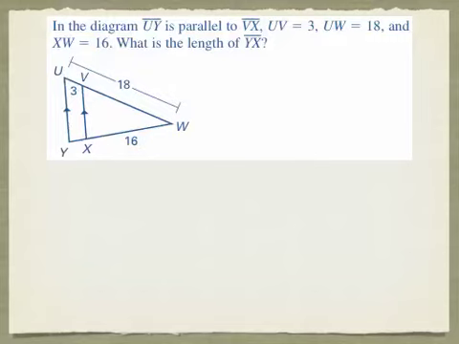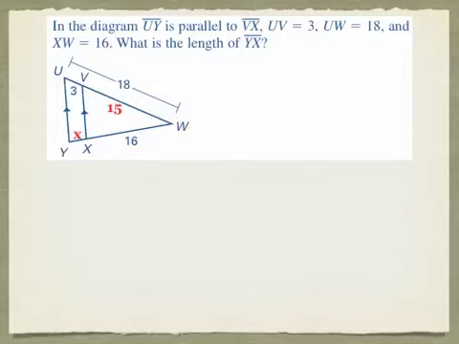Before I can set up a proportion, though, I need to go ahead and find the length of just VW. I know that whole side UW is 18. I know that the segment UV is 3, which means that the segment VW is 18 minus 3, or 15. They're asking me to find the length of XY, so I'm going to assign it the variable x.